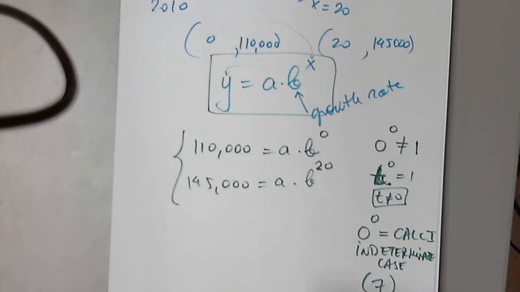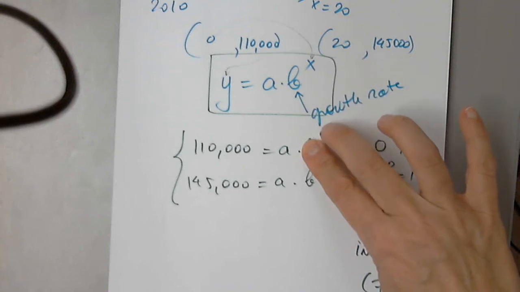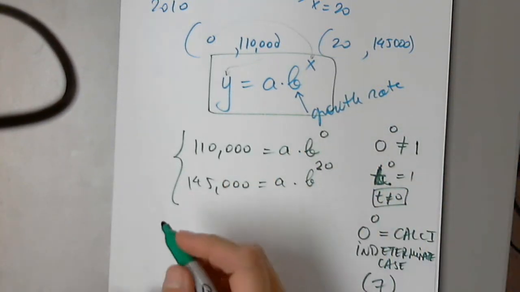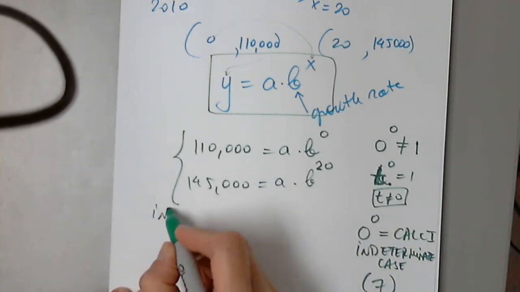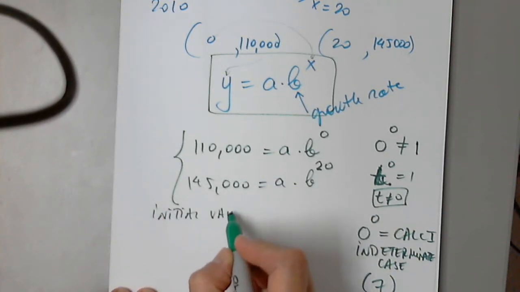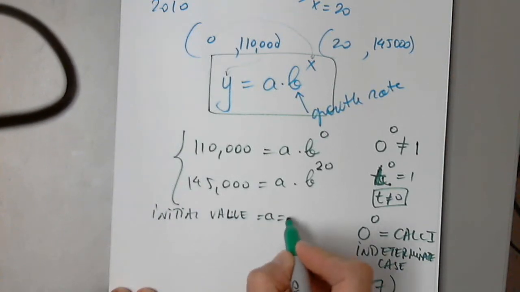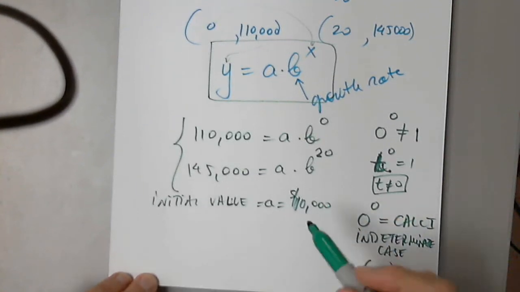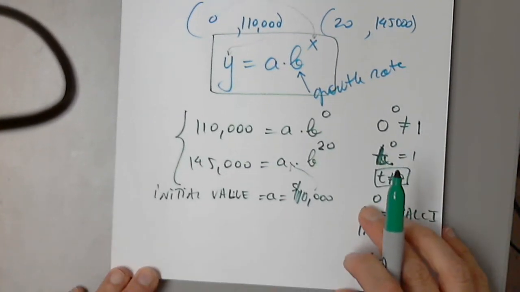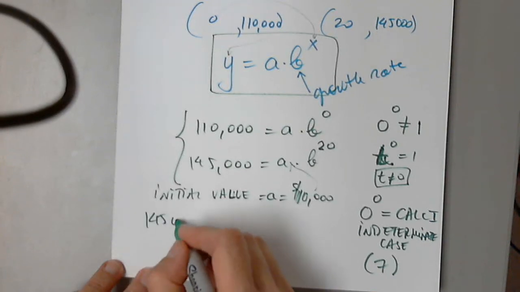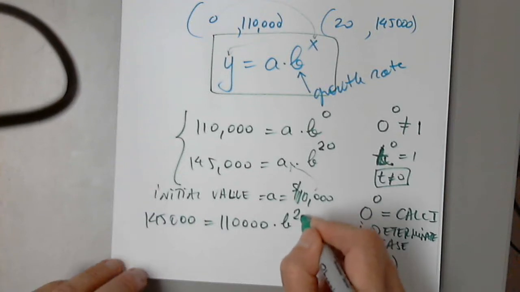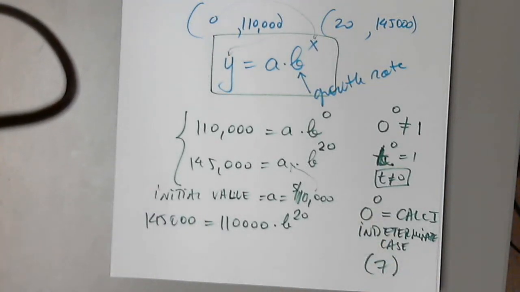So obviously, b is not 0, so it's a number raised to 0 is 1. So of course, this was kind of redundant. We already knew that the initial value of the home, which is a in the formula, is 110,000. So now we're going to put 110,000 in the second equation. So we have 145,000 equals 110,000 times b raised to 20. And from this, we will be able to determine the growth rate.